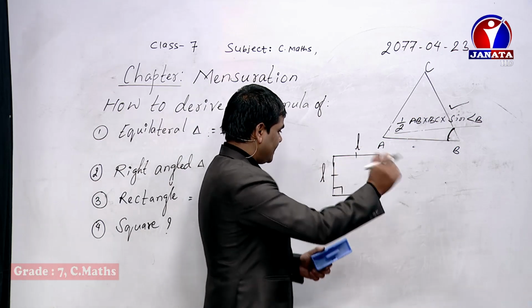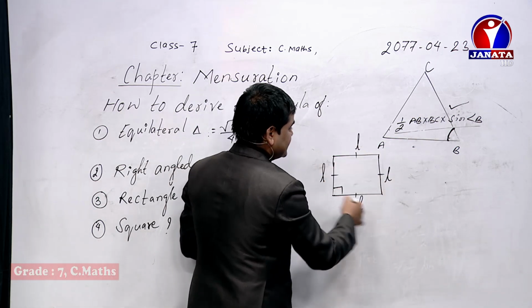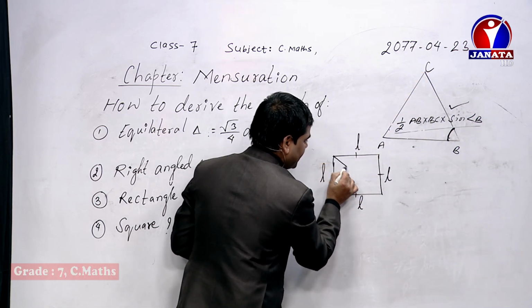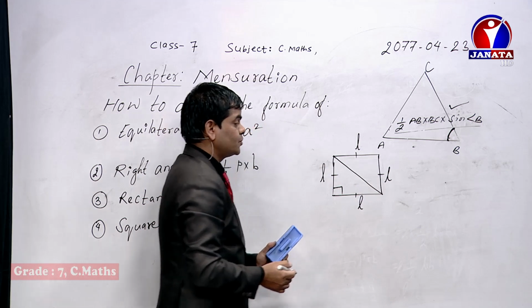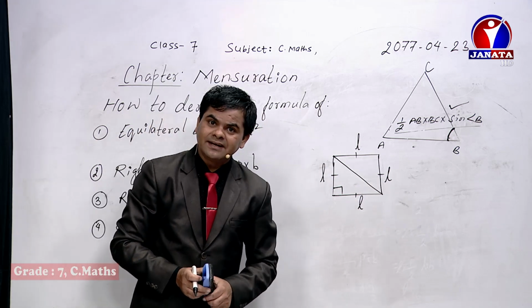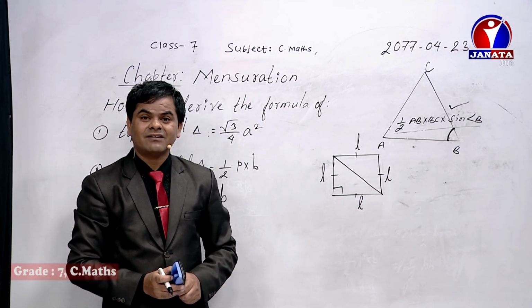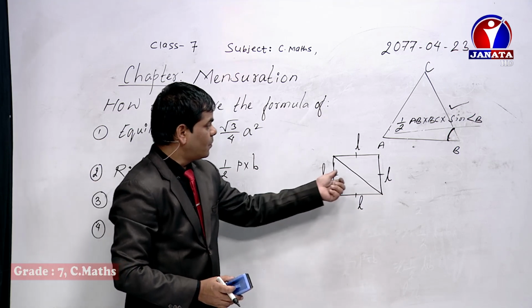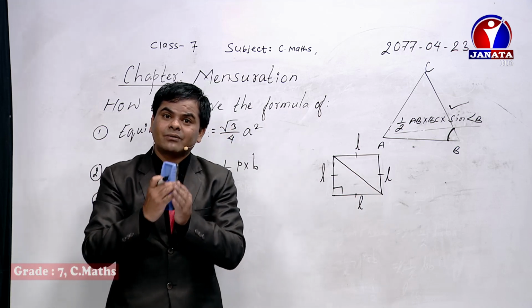What happens if we use the same concept, the same formula to derive the formula of square? Let's try. Again, it is a rectangle. We need to convert it into a triangle. Let's convert by dividing it into two equal halves. If we join the diagonal of the rectangle as well as square or any type of parallelogram, at that time the whole figure will be divided into two equal halves.